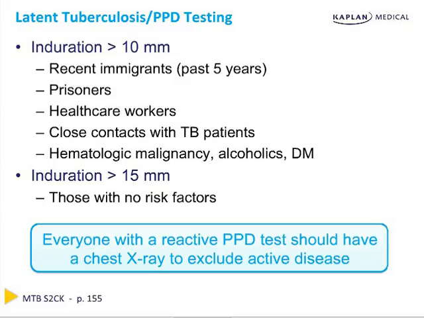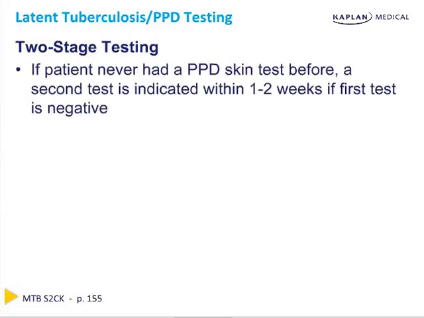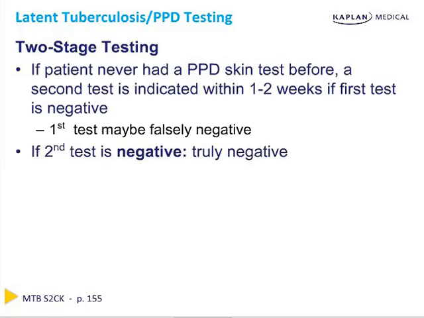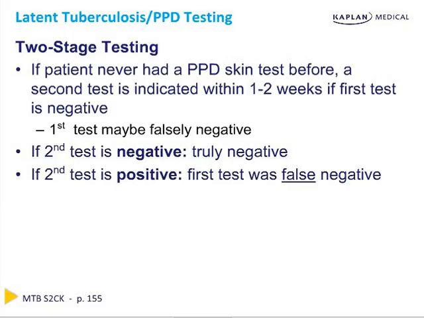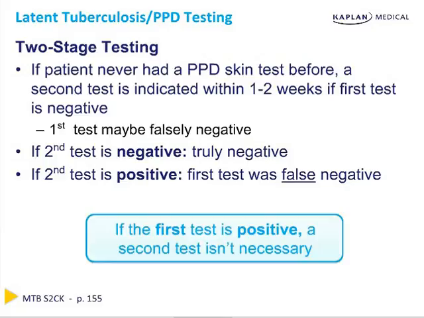active disease. The PPD itself is actually a two-stage test. If the patient has never had a PPD before, a second test is indicated within 1 to 2 weeks if the first test is negative. This is because the first test may be falsely negative. If the second test is negative, you can be certain this is a true negative. If the second test is positive, that means your first test was actually a false negative. If the first test is positive, a second test is not necessary.